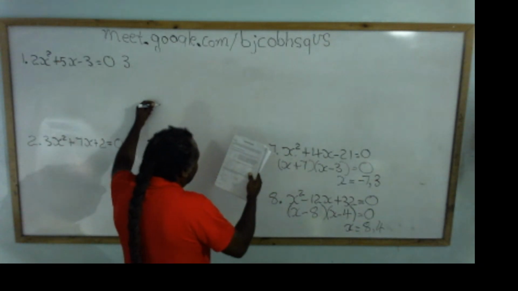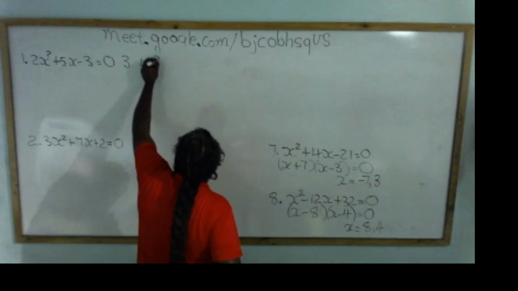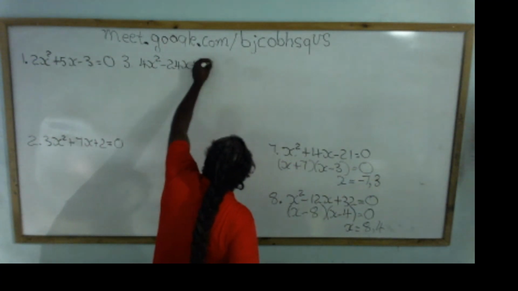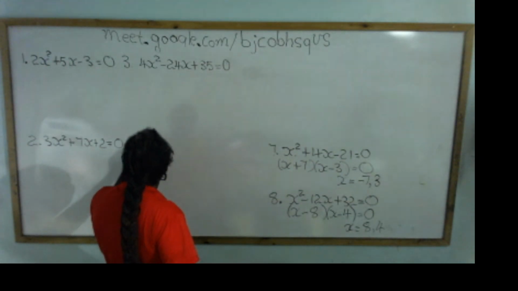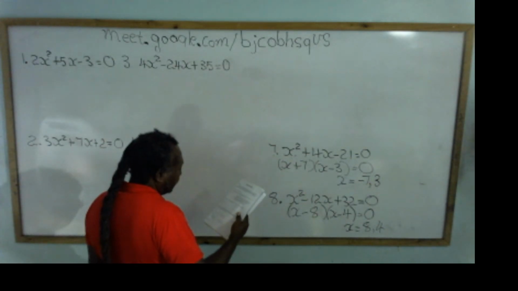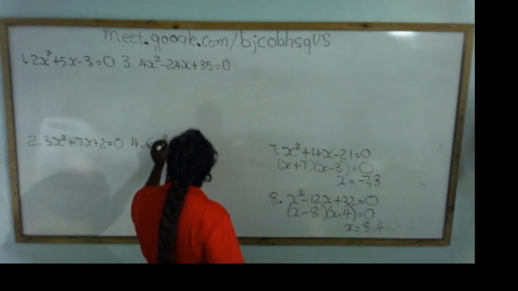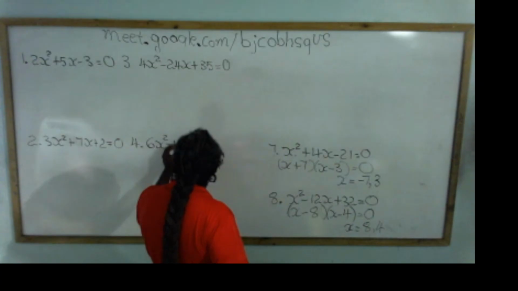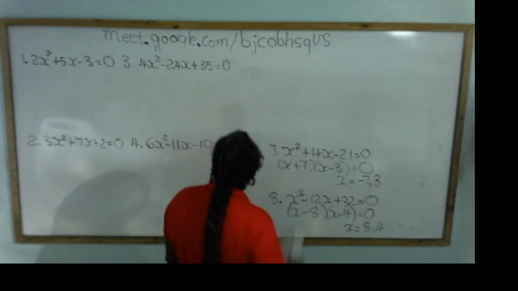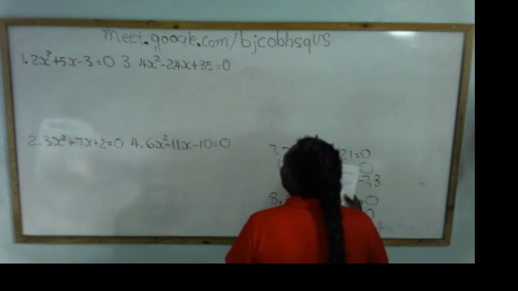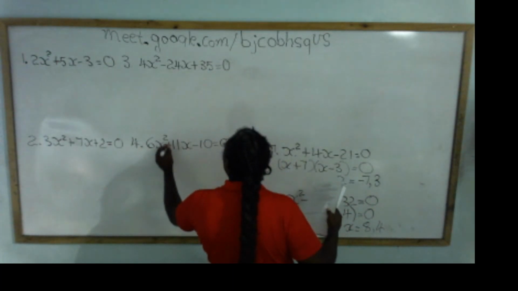4x squared minus 24x plus 35 is equal to 0. Number 4: 6x squared plus 11x minus 10 is equal to 0. I think it's minus 10. If it is plus 10, it's easy to change. It's plus 11x minus 10.